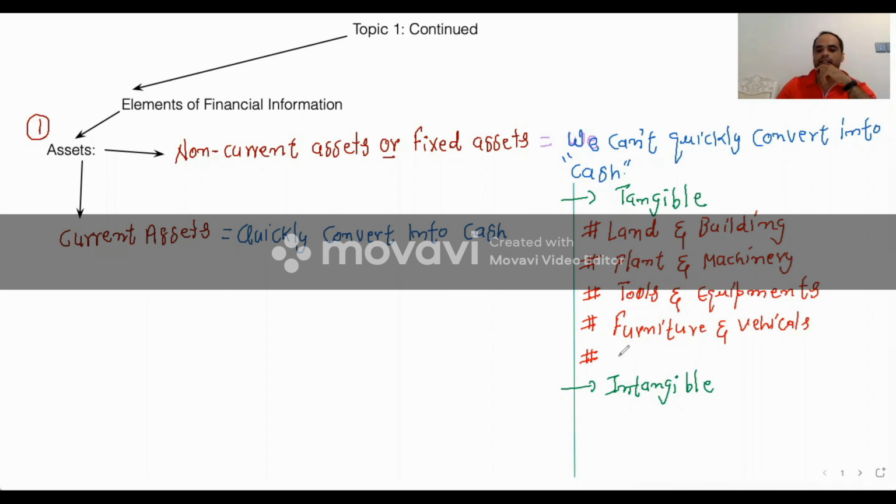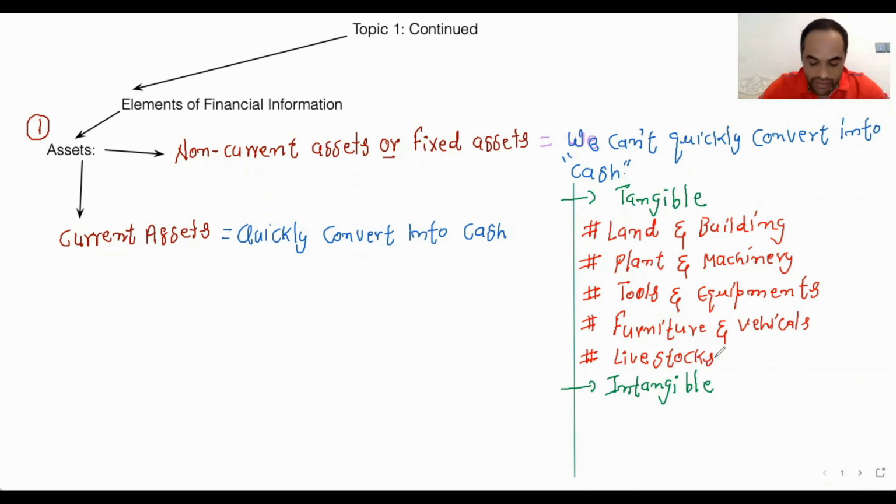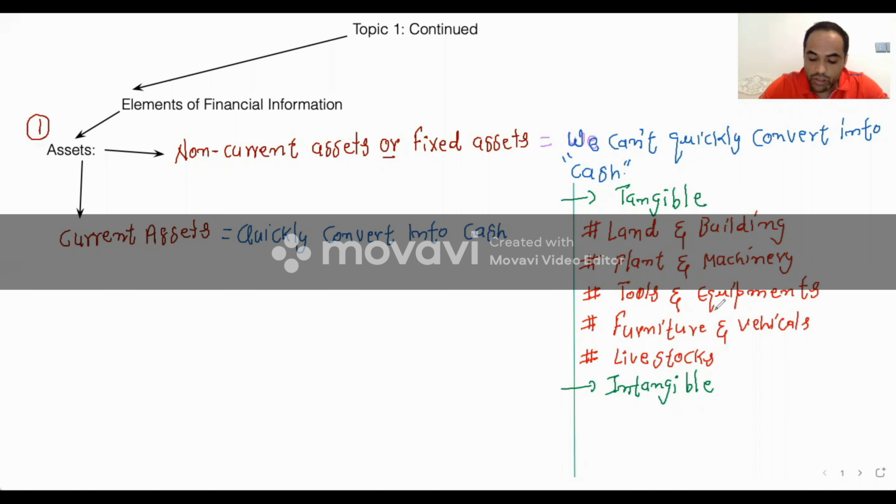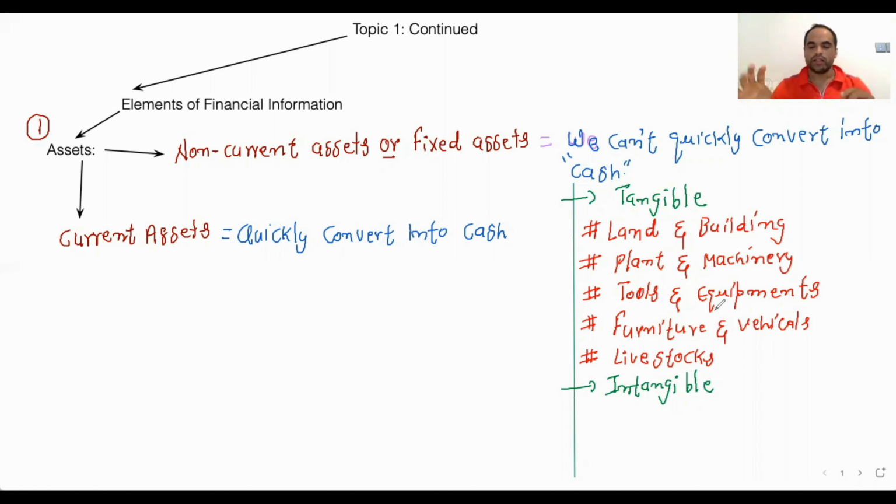That's called livestock. Does anybody know livestock? What is the meaning of livestock? Do you know? Livestock means when we are using animals in our business. That's called livestock, or we also call it biological assets. Not only animals, but of course some plants and trees. These are called livestock.